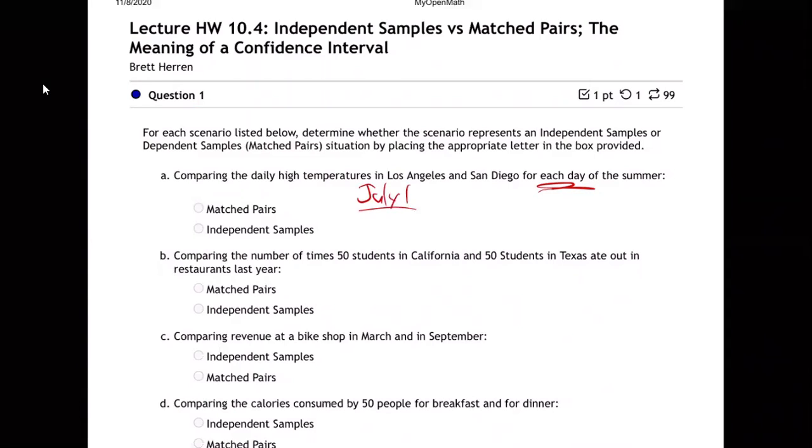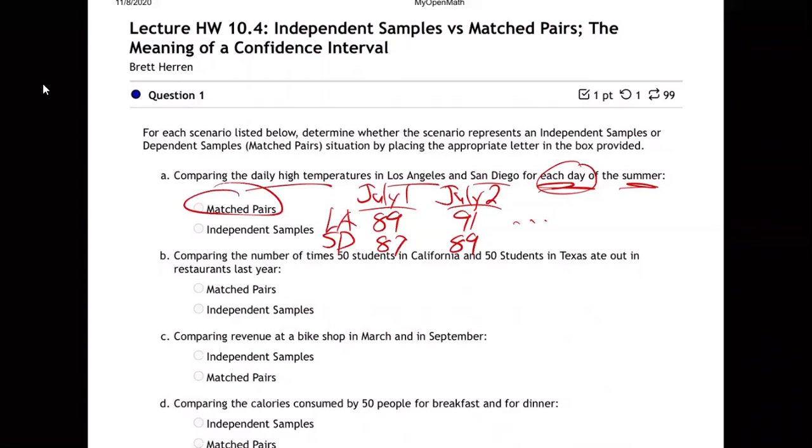And they did LA and San Diego. The high in LA might have been 89 and San Diego might have been 87. The weather's always beautiful in those places. And then they did July 2nd, and maybe it went up to 91 in LA and 89 in San Diego, and so on. Right? That's what they did. They did each day, the daily high temperatures in the summer, day by day for LA and San Diego. So you tell me, is that matched pairs or independent samples? Matched pairs. Yeah, that's matched pairs for sure.